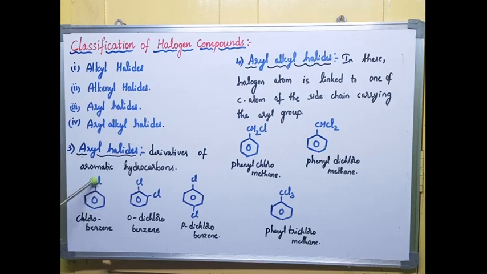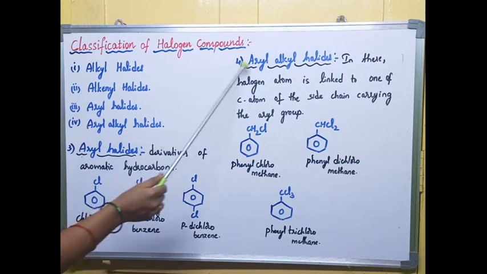Here one hydrogen is replaced with Cl, so it is called chlorobenzene. This is benzene; one hydrogen atom is replaced, so it is chlorobenzene. In the second case, you can see two hydrogen atoms are replaced with Cl atoms, and they are in ortho position to each other, so ortho dichlorobenzene. In this case, two hydrogen atoms are replaced with two Cl atoms present in opposite directions to each other. That means they are para to each other, that is para dichlorobenzene. So this is about aryl halides.